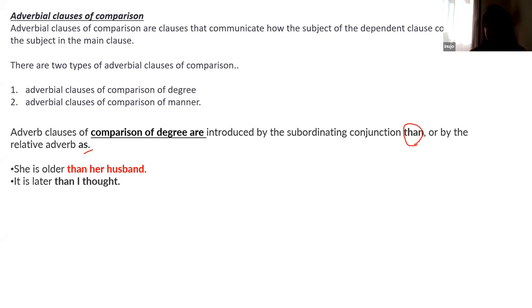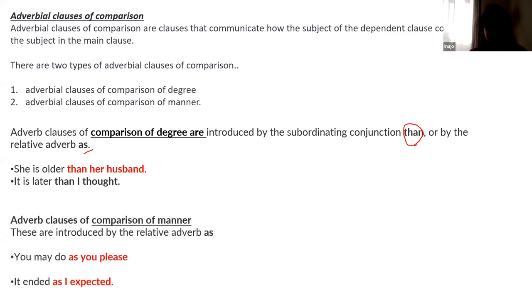When it is degree, use the conjunction than. Now when it is a comparison of manner, we use the relative adverb as. You may do as you please.